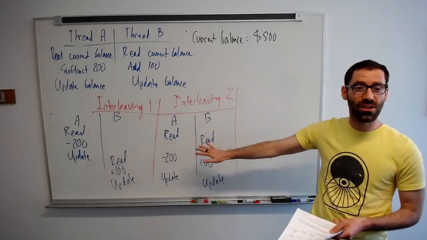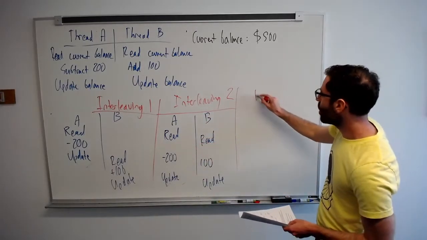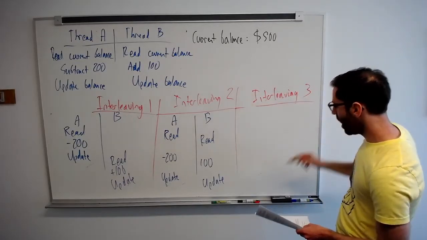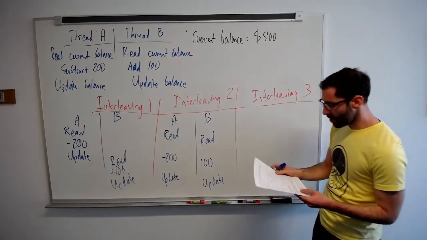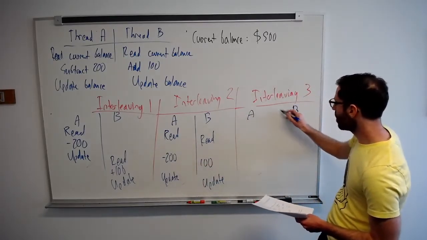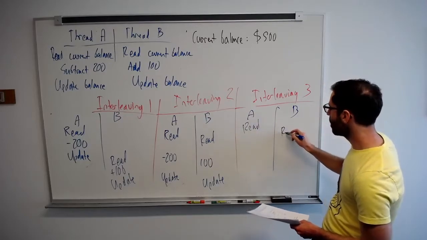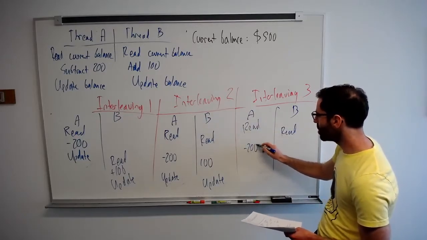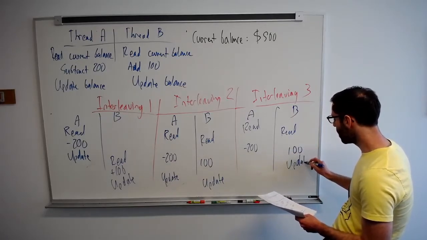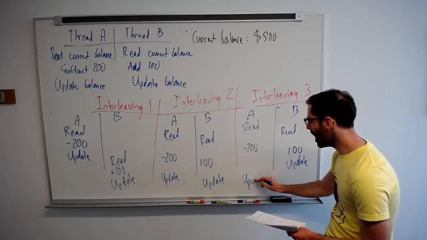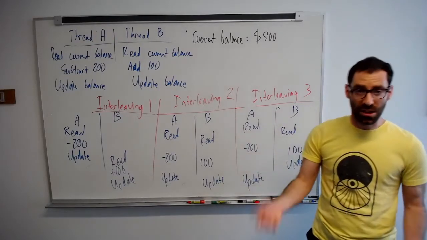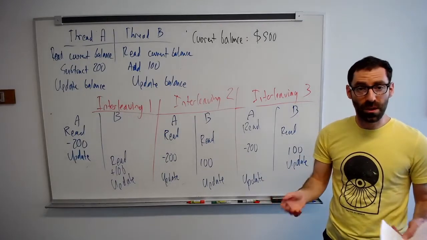You know, maybe these interleavings aren't quite so bad, but we do have to consider another interleaving where we switch the order of these updates. So we have, again, A reads, B reads, A minus 200, B plus 100, then B does its update. And then the last thing to happen is A's update. And so the final value in the account is $300. I'm very sad. This concurrency is a huge problem and we must fix it immediately.